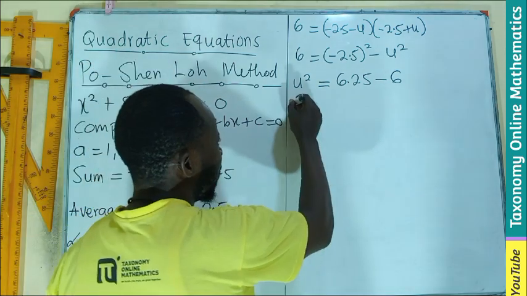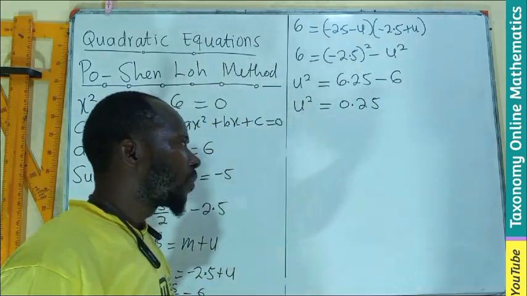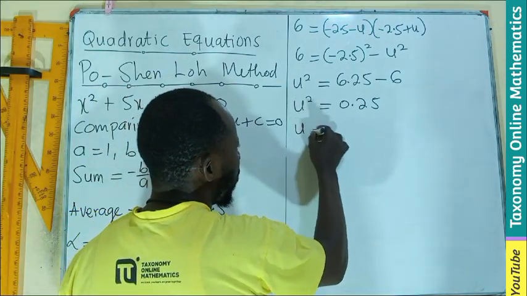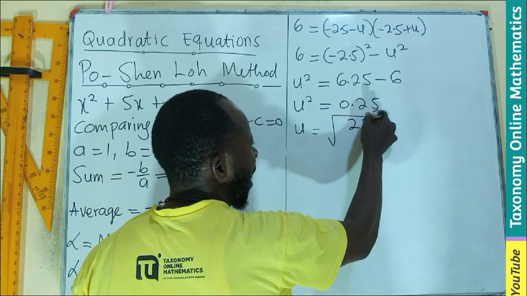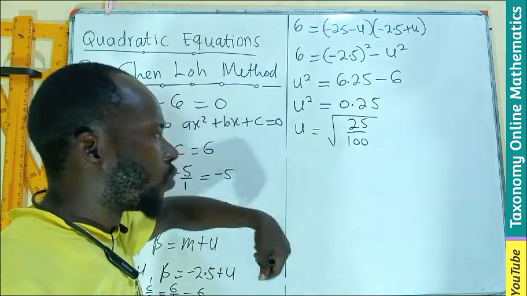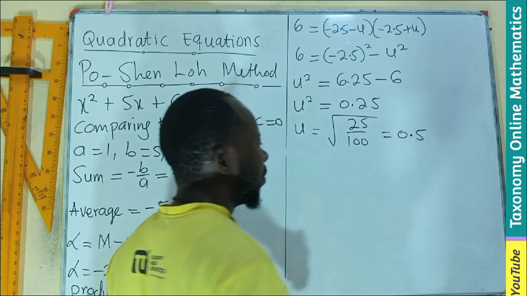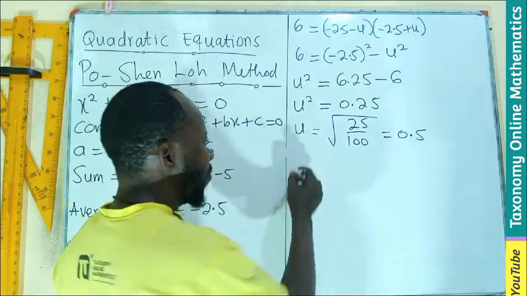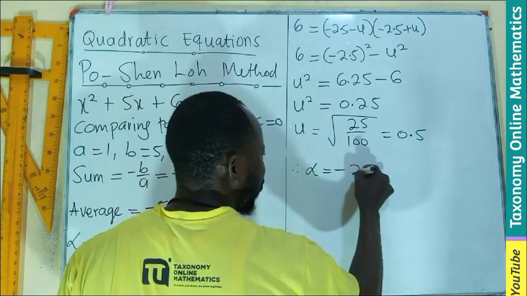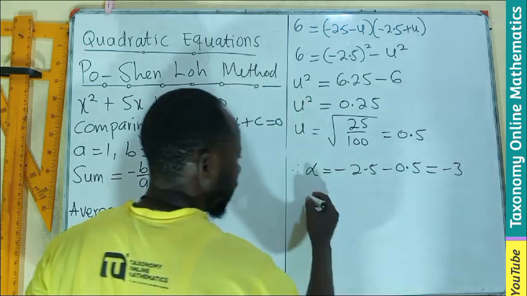So here I should be having u squared equals 0.25. I'm not having a calculator, so I'll be using decimals. So this means that u will be equal to the root of 25 divided by 100. Is that not it? The root of 25 is 5. The root of 100 is 10. That will be 5 over 10, so 0.5. So u is 0.5. Therefore, your alpha will just be negative 2.5 minus 0.5, which is going to be negative 3.